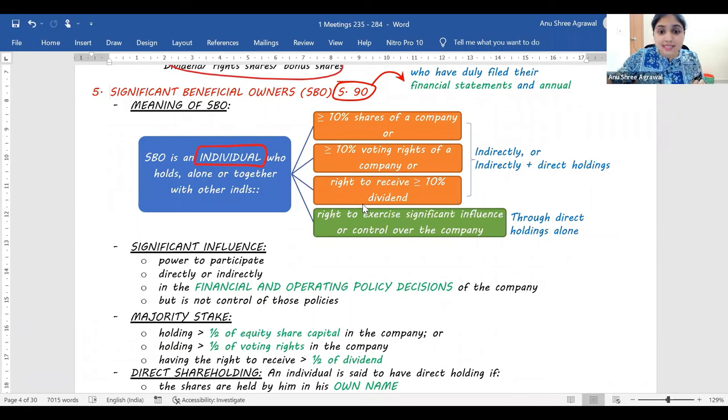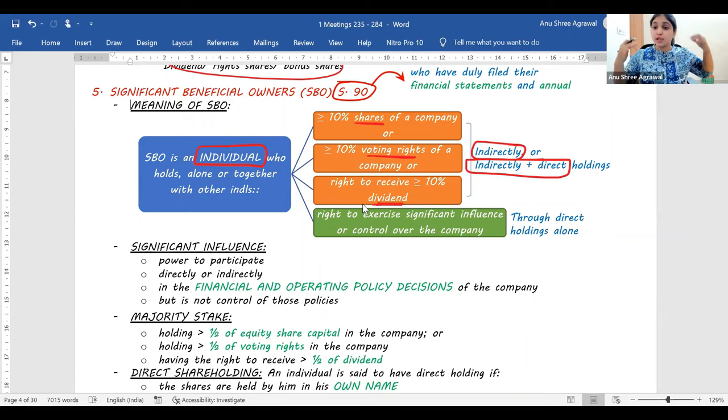Who has at least 10% of the shares of the company, or who has at least 10% voting rights in the company, or he has the right to receive at least 10% dividend in the company. These three things, either indirectly or directly plus indirectly. Again, who is an SBO?